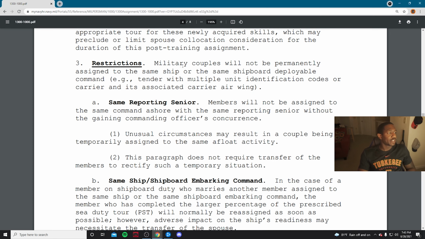So here are some restrictions. Not going to go over them too in depth, but military couples will not be permanently assigned to the same ship or the same shipboard deployable command. That's important too, because you don't want any conflict of interest, and you don't want a situation where you both pass away at the exact same time at the same command, especially if there are kids involved. So I imagine that's what the Navy was trying to avoid. They just want to make sure you guys are close to each other, and that way your household can stay firm without you working at the exact same command, having a parallel, because then you both could also be deployed at the exact same time.